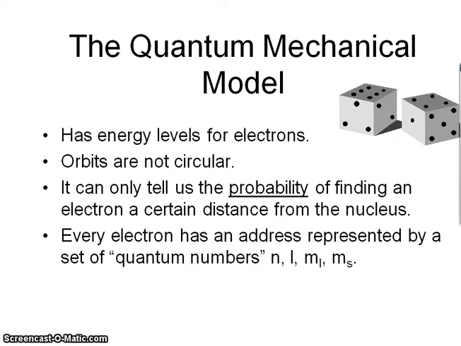So we're not going to go into what L and M sub L and M sub S stand for, but think of these as levels as far as your address goes. For example, N could be like the state you live in, and L could be the city, and M could be the street, and then M sub S might be the house number. Every electron has an address, just like you have an address.